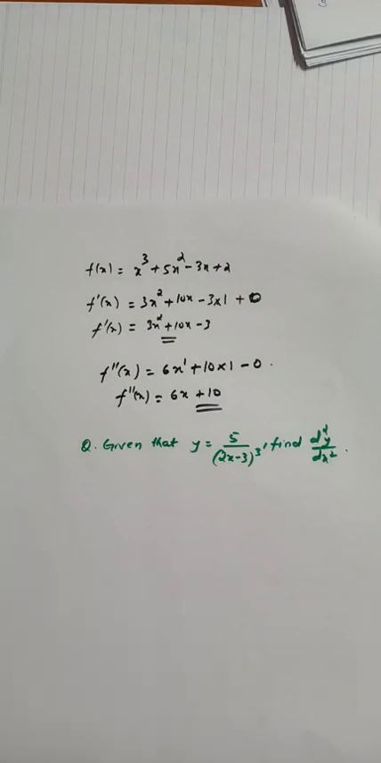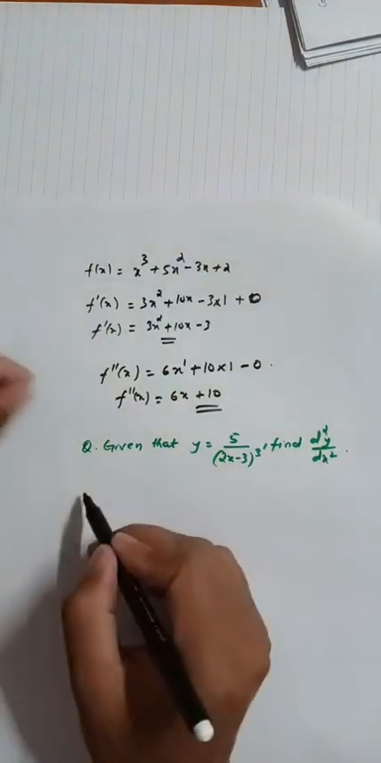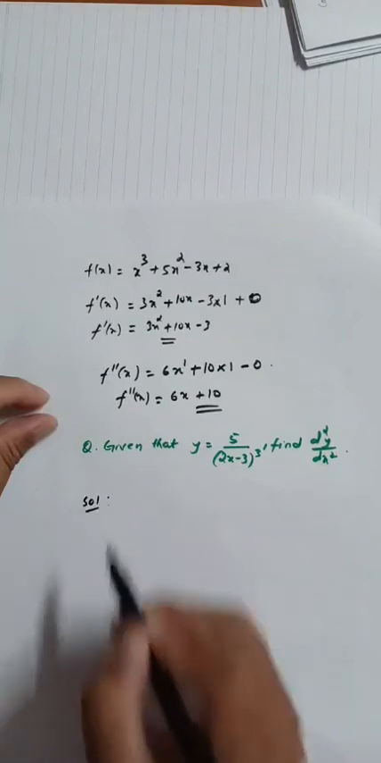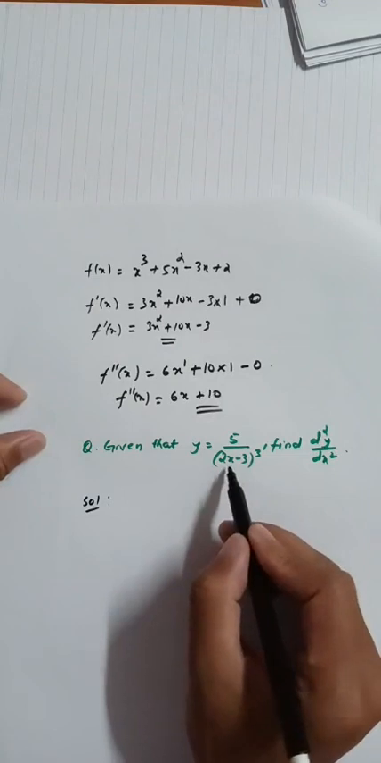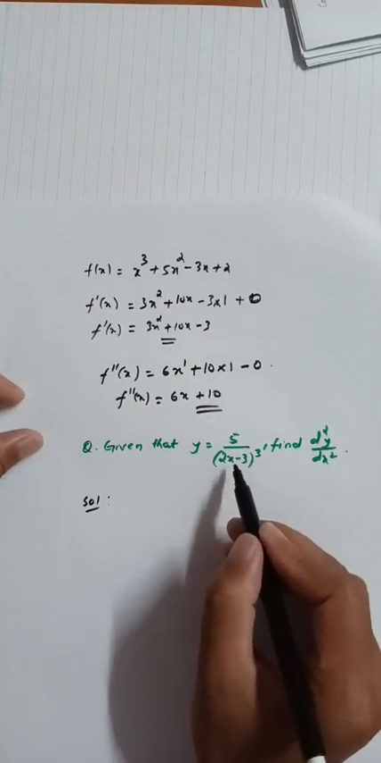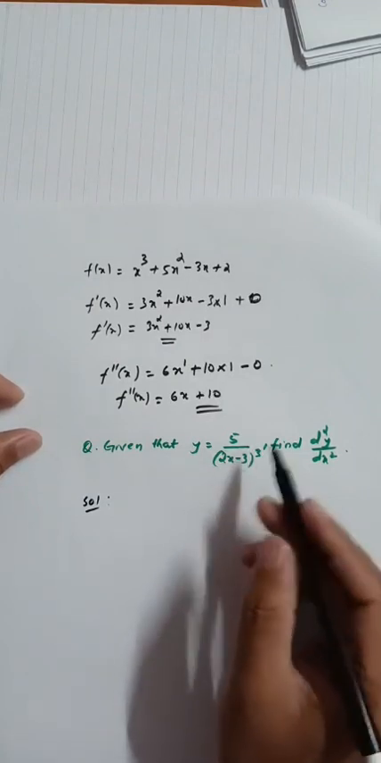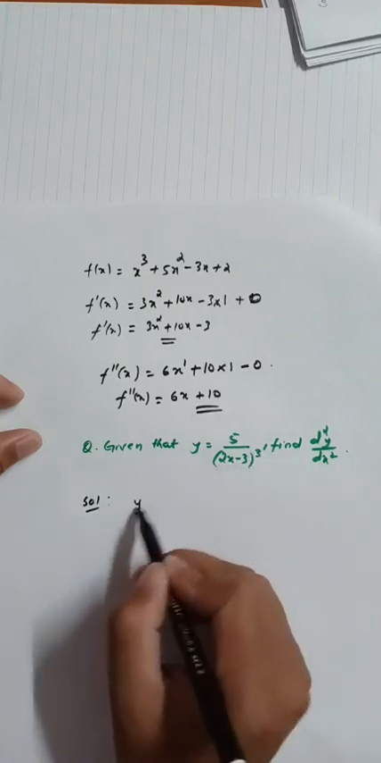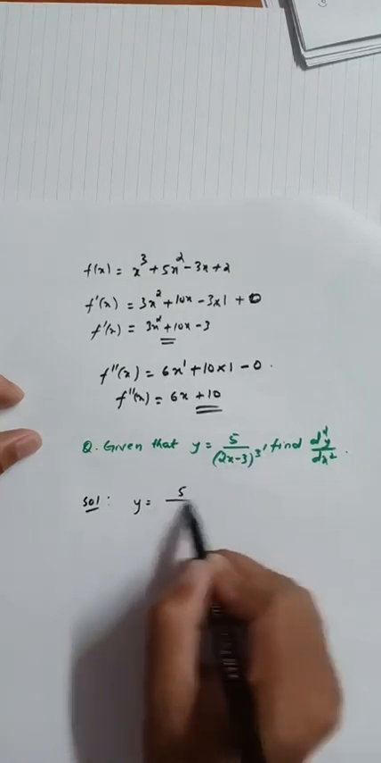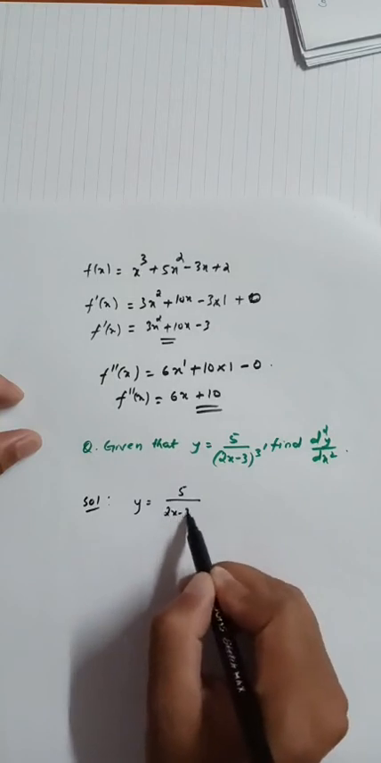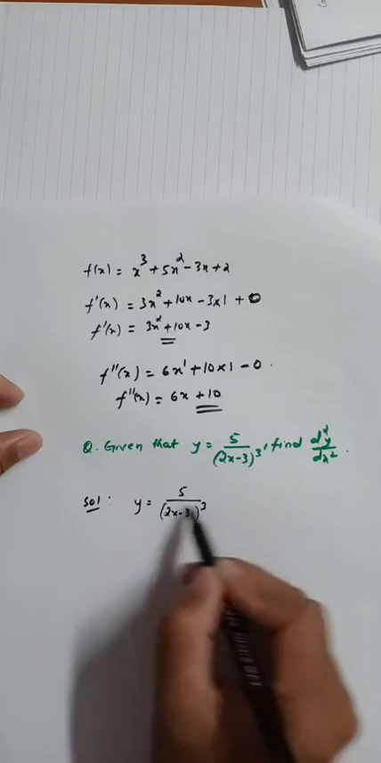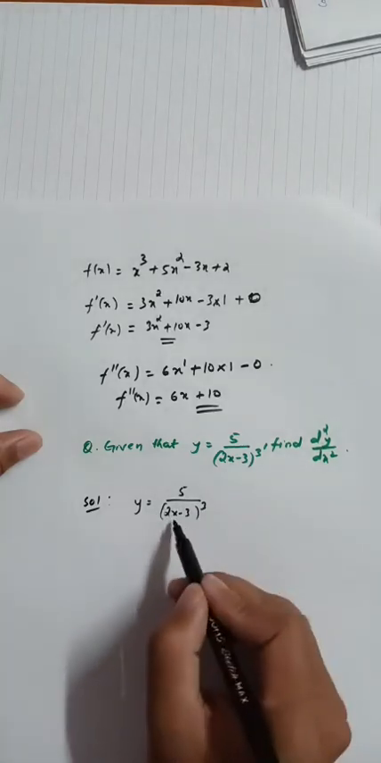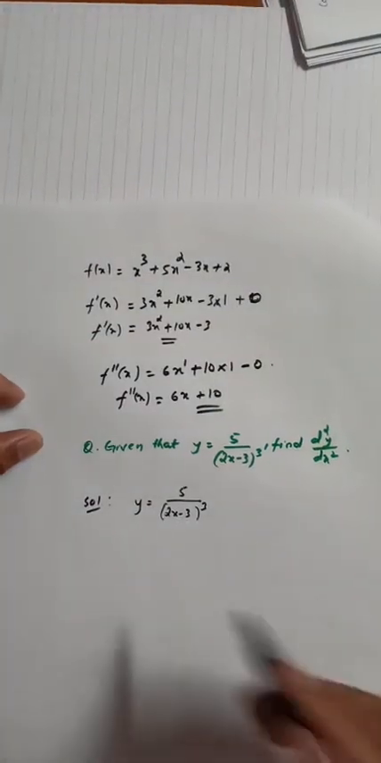So for the second derivative, we first need the first derivative. Here the independent variable x is in the denominator, and we want it in the numerator. So y is equal to 5 over 2x minus 3 whole raised to 3, and because the x term is in the denominator, we bring it to the numerator.